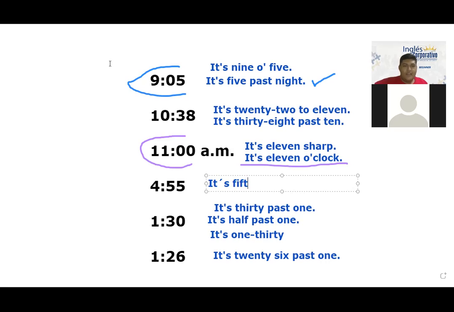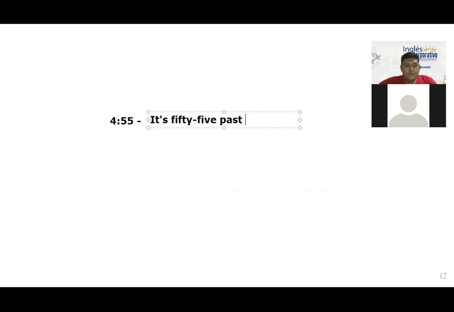Le voy a explicar. Voy a borrar todo esto porque esto lo está confundiendo. Imagine that I have this time. Digamos que yo tengo esta hora. Yo fácilmente puedo decir, si yo lo quiero decir así, it's 55 past 4. Puedo decir que han pasado 55 minutos de las 4. It's 55 past 4. It's 55 past 4.